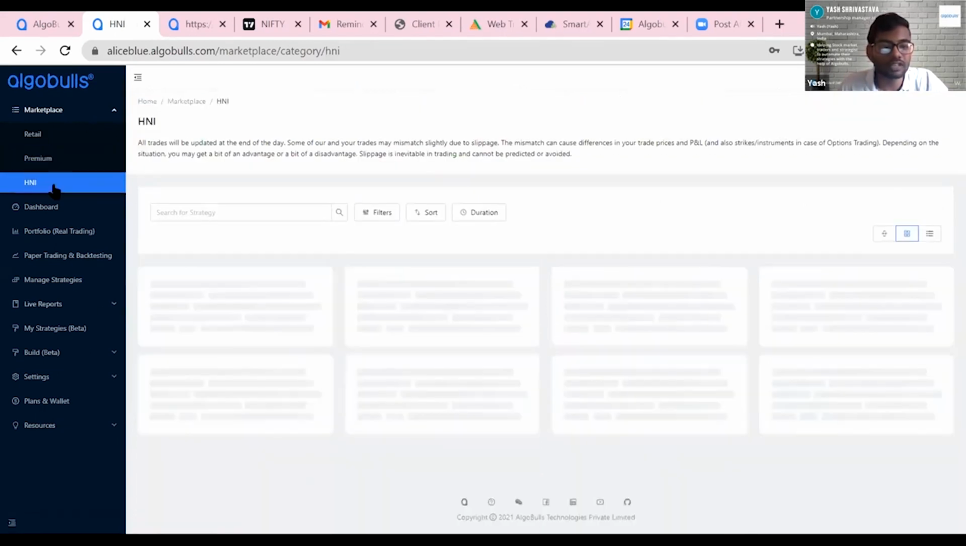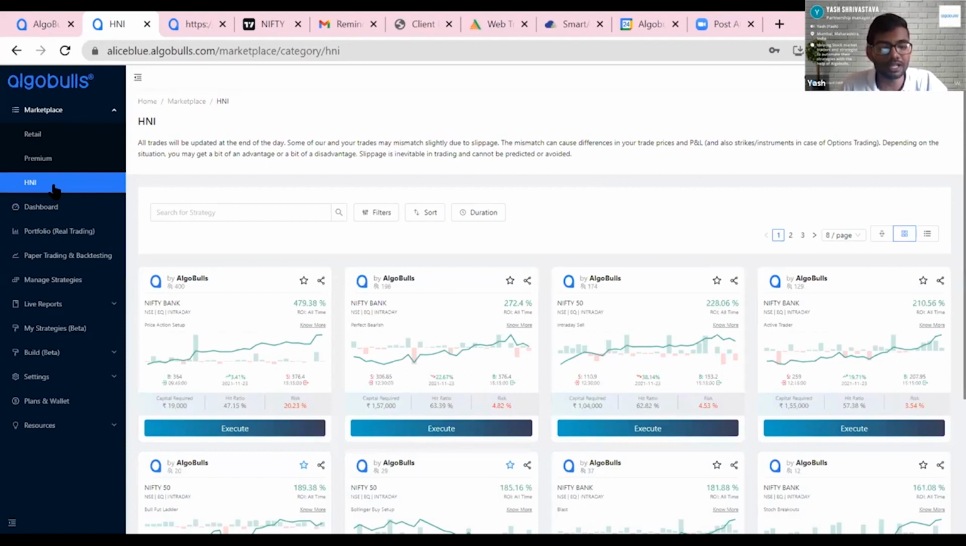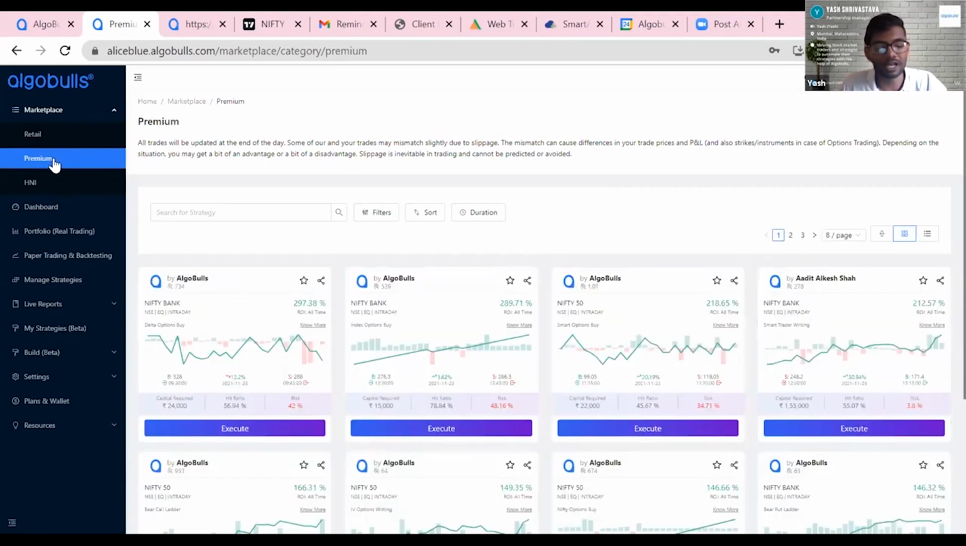Apart from that, we also have an HNI marketplace where we have option writing strategies and option selling strategies, wherein the capital requirement is way higher than premium and retail, and the risk appetite is higher too. In premium, the capital requirement is moderate, and the risk appetite is moderate too.